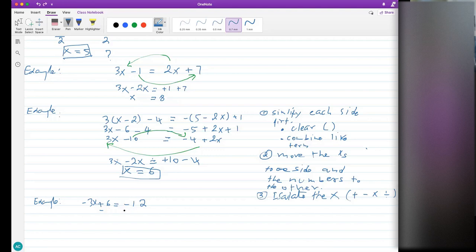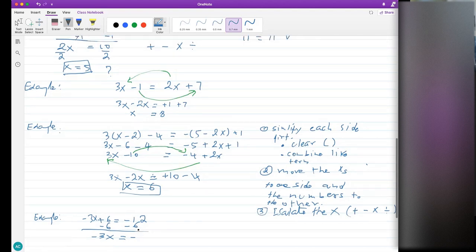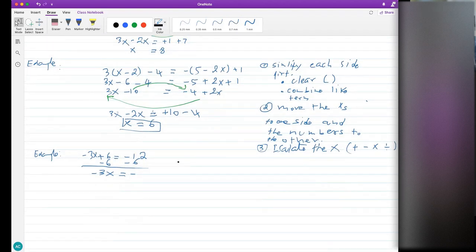Minus 6 here, minus 6 here. These cancel, so we end up with -3x. And this is -12 minus 6, which is -18. That's right, -18. Now, what is the next step? Well, one final step, basically.